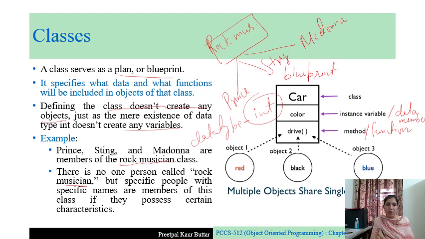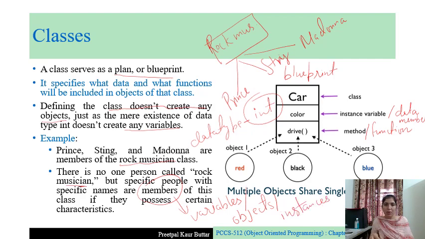Okay. So specific people with specific names are the members of this class if they possess certain characteristics. Okay. Similarly, red car, black car and blue car, they are the members. Here member means variables or objects, or we can say instances.